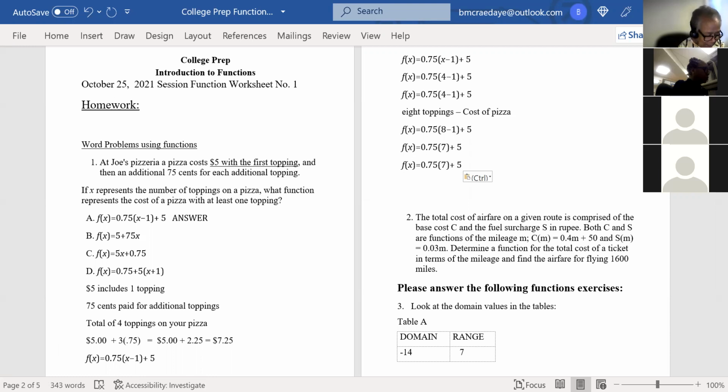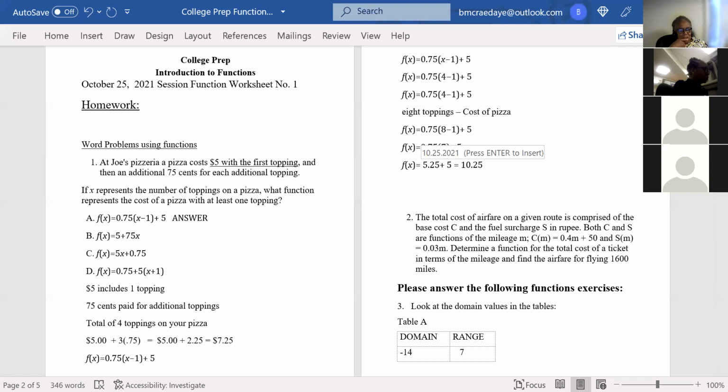So you just take the 525 and add it to the $5. And that gives you 1025. Let's just put it here. So that means that pizza would cost you $10.25.